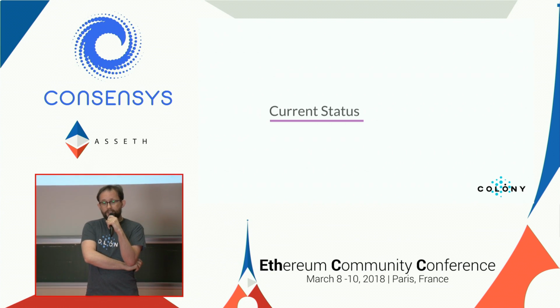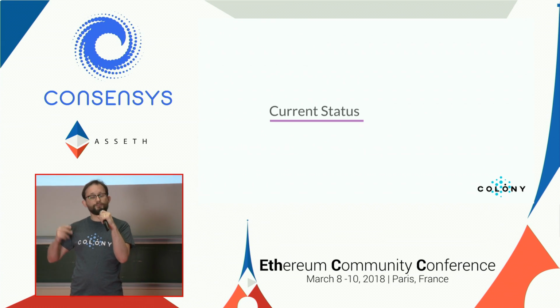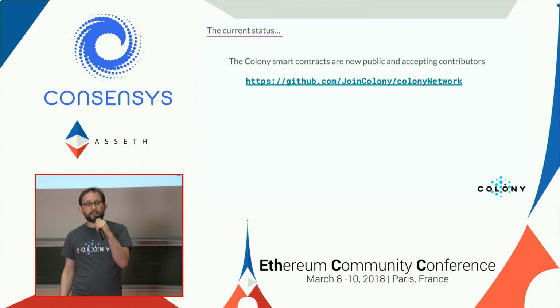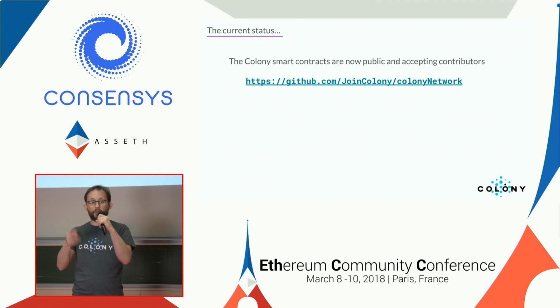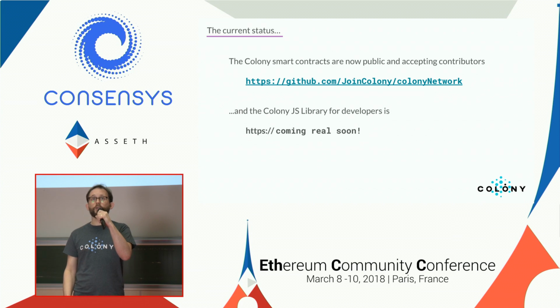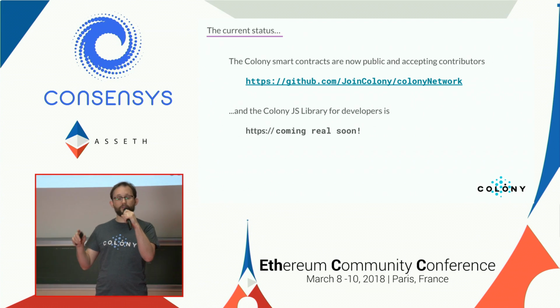The current status: the beta has been running and we've been incorporating the feedback of all our beta users. We have released our smart contracts. If you go to this GitHub repo, you can deploy them yourself on your own network and play around with them. And the JavaScript library that makes it easy to run dApps on the system is also coming really soon. I was hoping to announce it today. Not quite ready, but very soon. That should make it easy for anyone to write dApps on top of the Colony network.